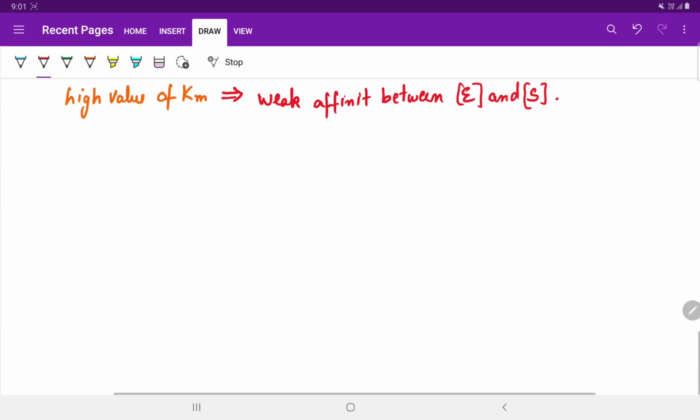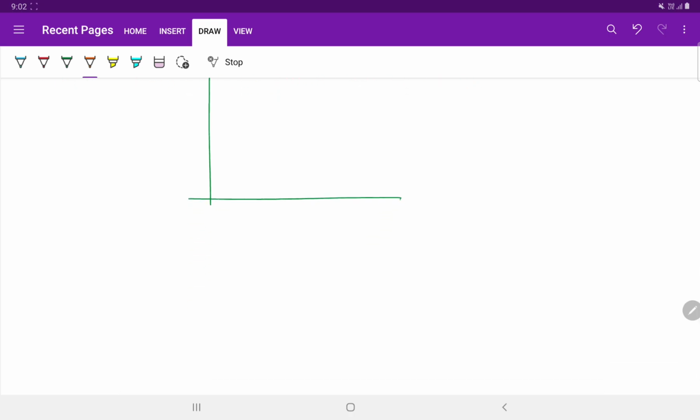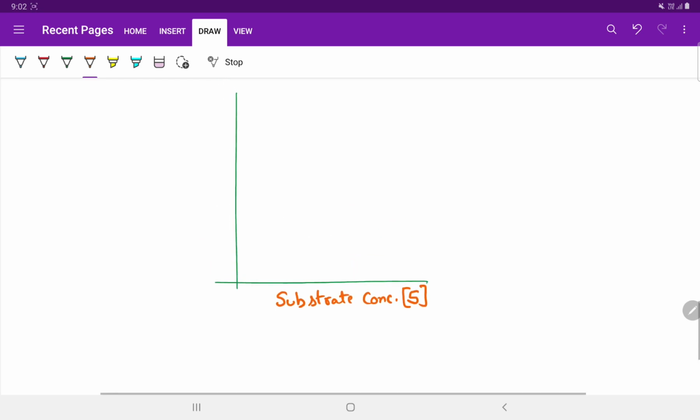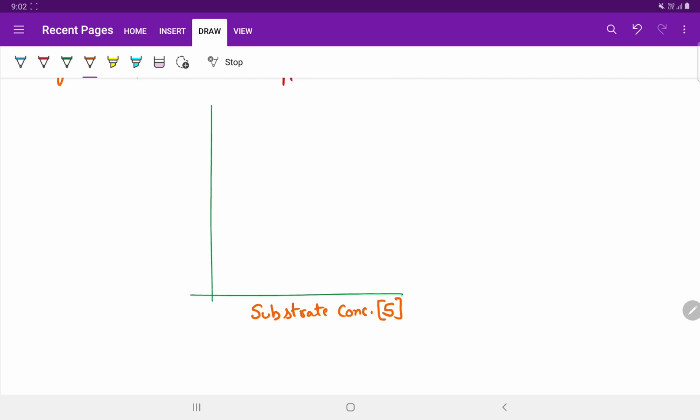So now let us plot a graph of the effect of substrate concentration on the velocity of the reaction. On the x-axis will be the substrate concentration, usually represented as S in square brackets, and on the y-axis will be the velocity of the reaction, so at how much speed the reaction proceeds.